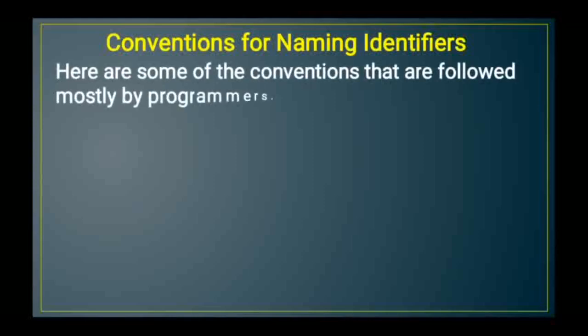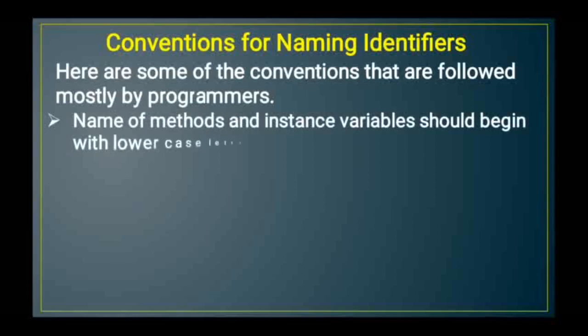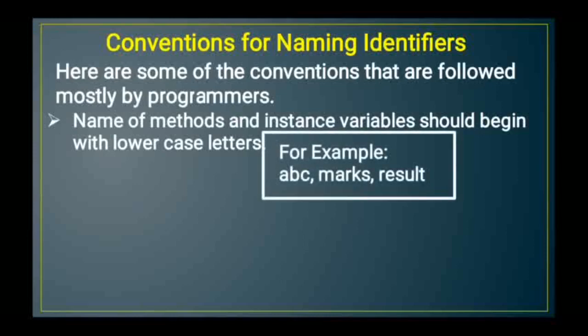Number one: names of methods and instance variables should begin with lowercase letters. For example, abcMarks, result. I am creating a method named abcMarks and a variable result. The name of a method or instance variable should begin with a lowercase letter. Here a is in small letter, m in marks is in small letter, and in result, r is in small letter.